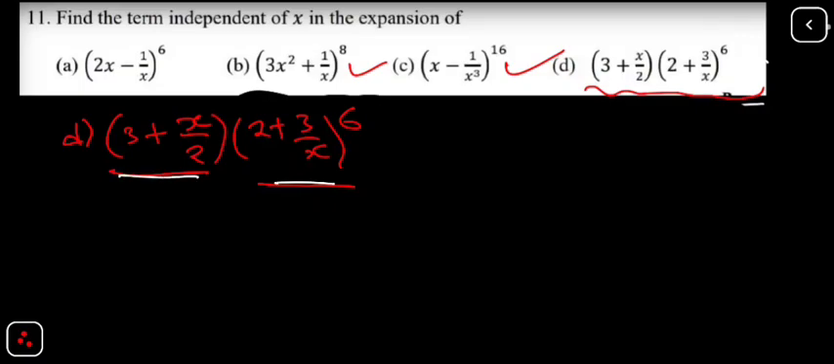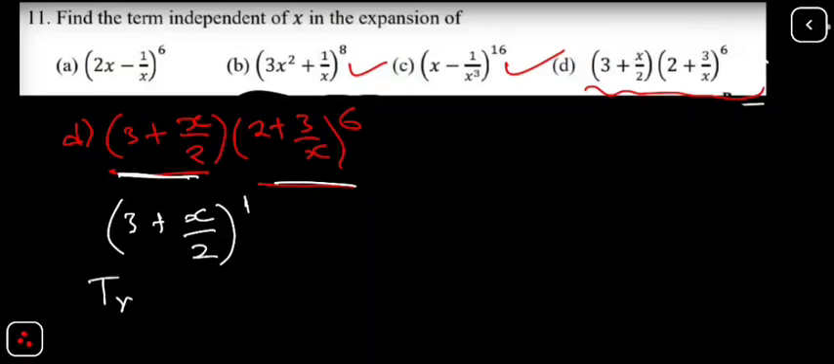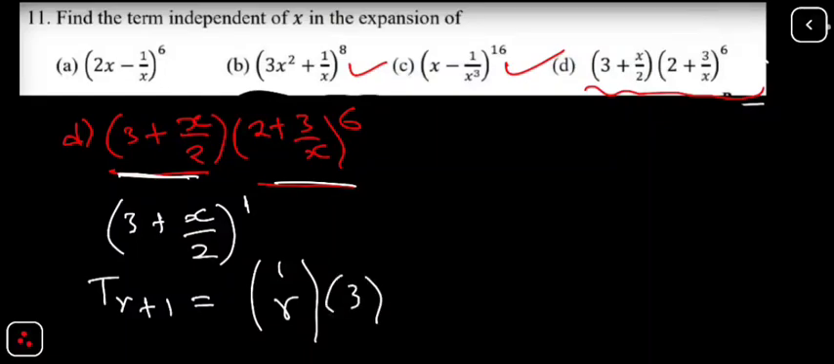Okay, so D, as you can see, we have this and that. The first thing you're supposed to do is work them out one by one. You start with the first one, and first find the independent term for each. Here it will be to the power 1. So T_(r+1) = 1Cr, where 1 is n, multiplied by 3^(1-r), and our b, which is (x/2) raised to the power r.